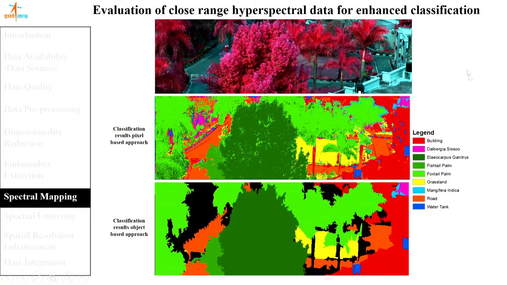Then we can apply other techniques as well. This is using a pixel based technique. This is close range hyperspectral data, and this is the data performed with object based classification. With object based classification, you can see the pixels which were getting mixed with other classes now only highlight that particular class. The mixing between the pixels got reduced by using object based classification.